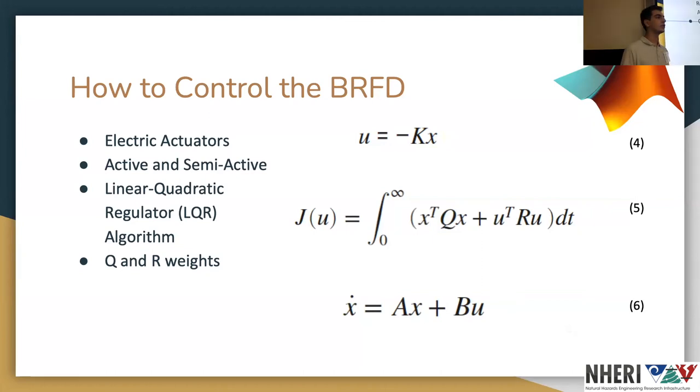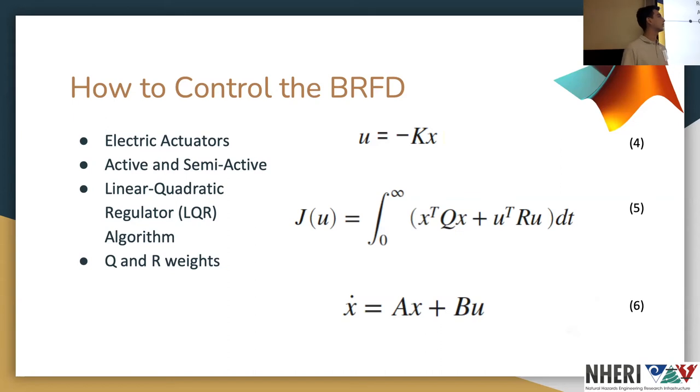And this algorithm is mostly used to describe systems whose dynamics can be expressed with reduced complexity by the state space formulation in equation six, where x is the displacement and velocity vector, u is the force vector, and A and B contain the mass and stiffness matrices. And basically how this algorithm works is that it takes in user-defined parameters Q and R, and outputs a matrix K, as shown in equation four, such that equation five is minimized.